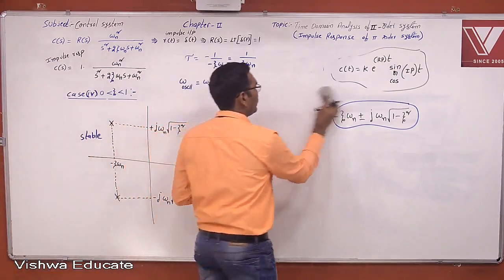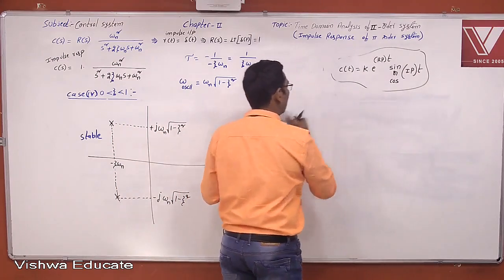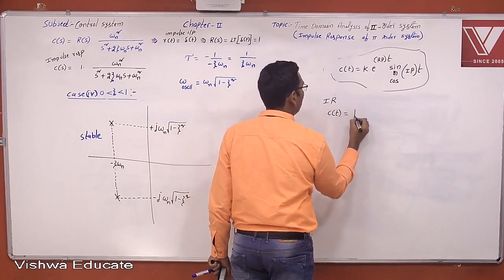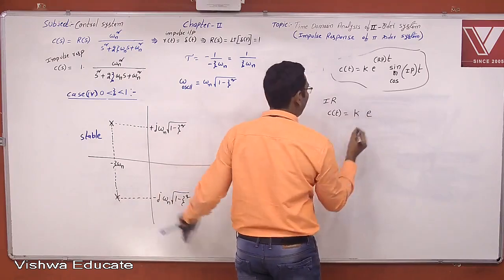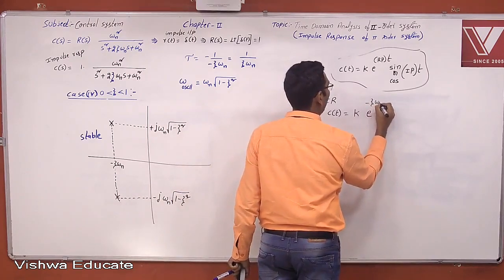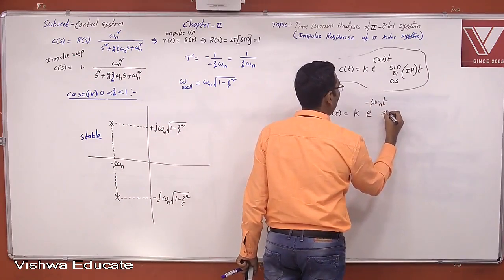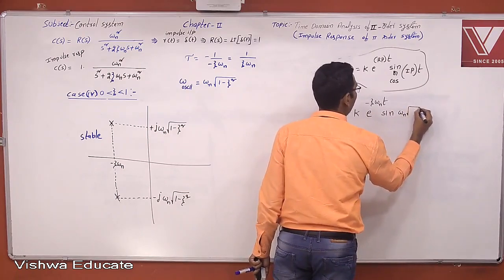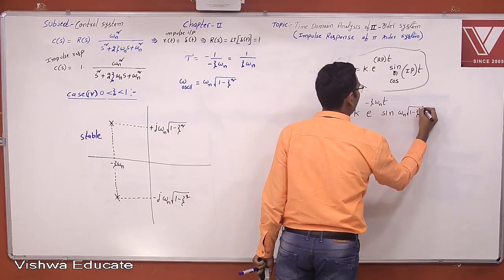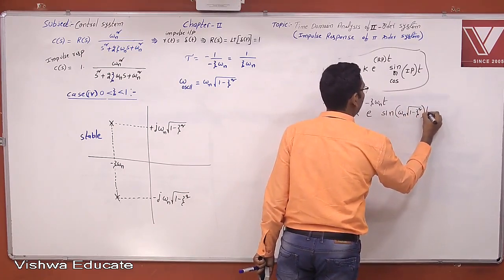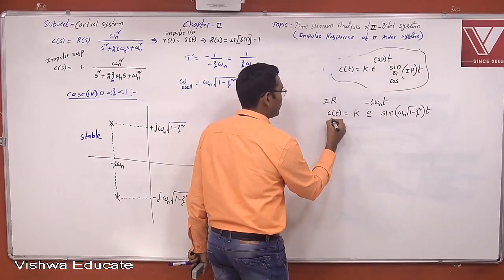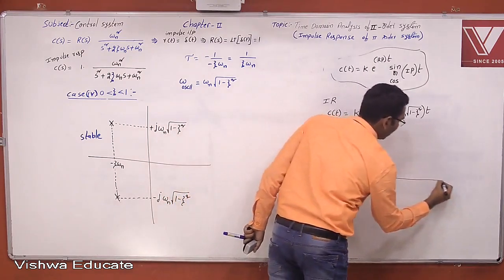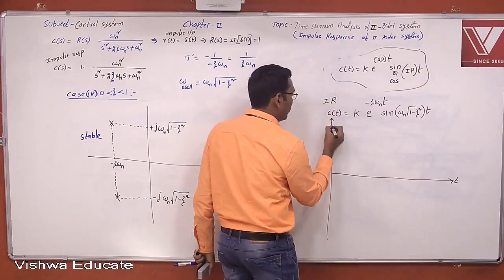Now the response, what is the response? The response is the impulse response in time domain. The impulse response in time domain, c of t, is equal to some constant into e power real part. What is the real part? Minus zeta omega n into t. Sine or cos of the imaginary part. What is the imaginary part? Omega n into square root of 1 minus zeta square, into t. Now this is the impulse response. The response is exponentially decaying.